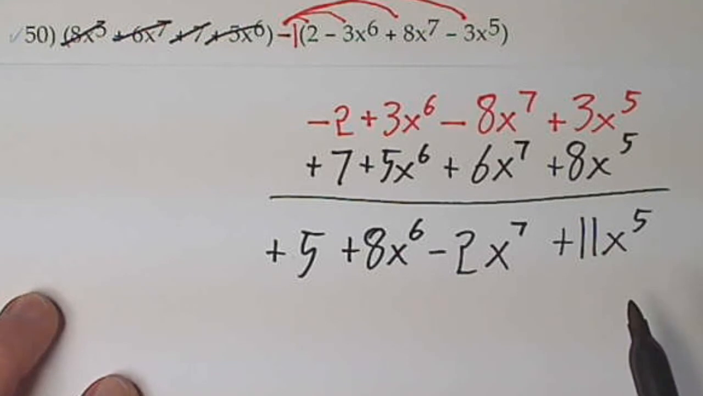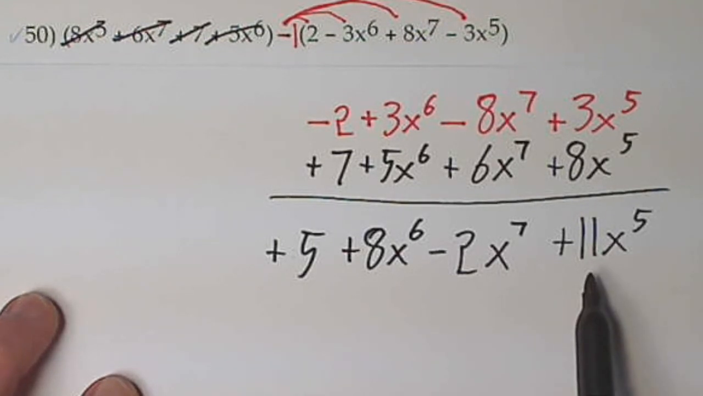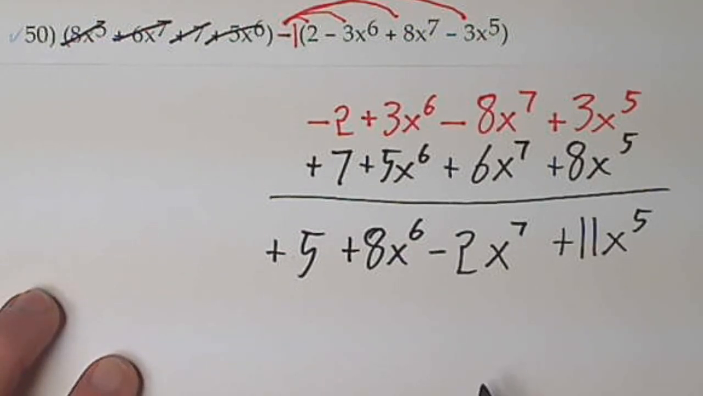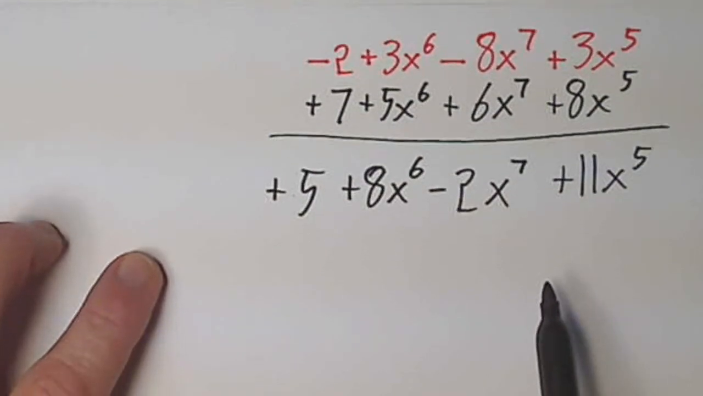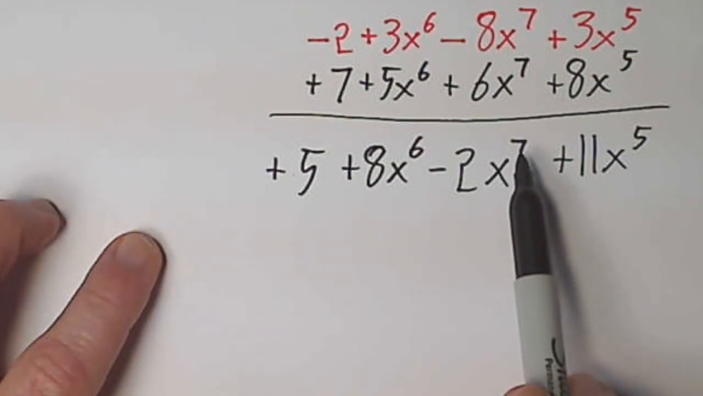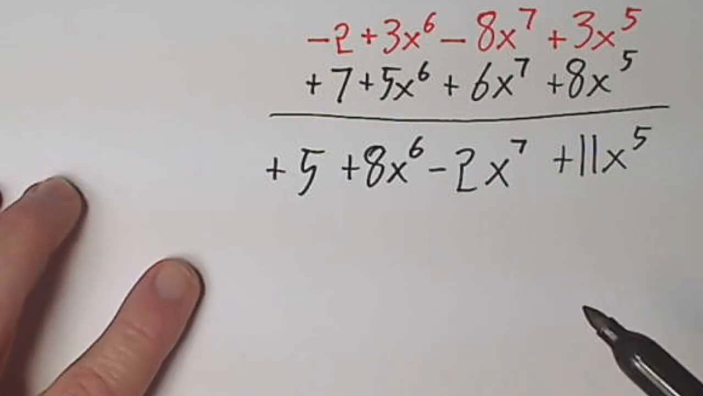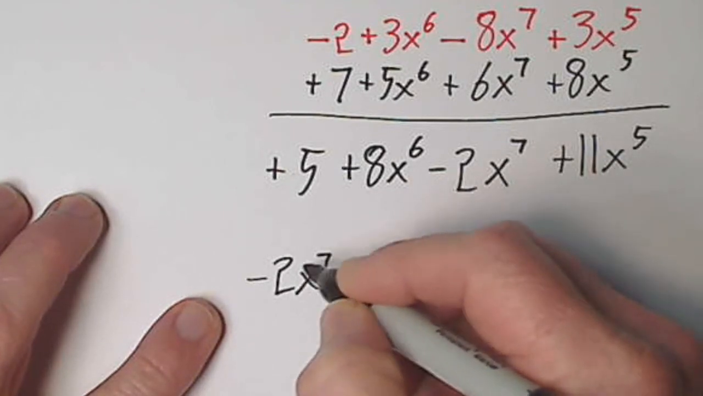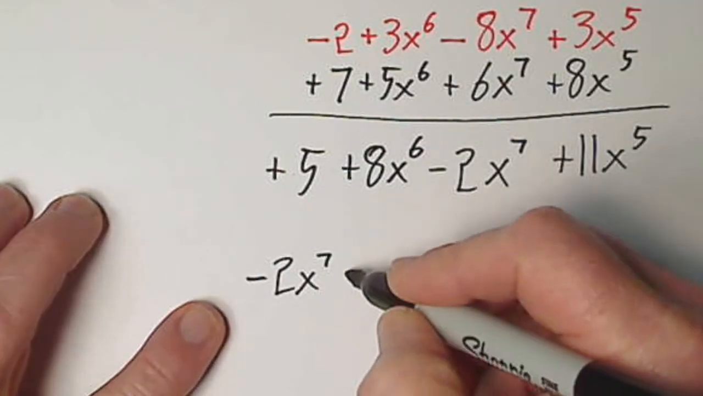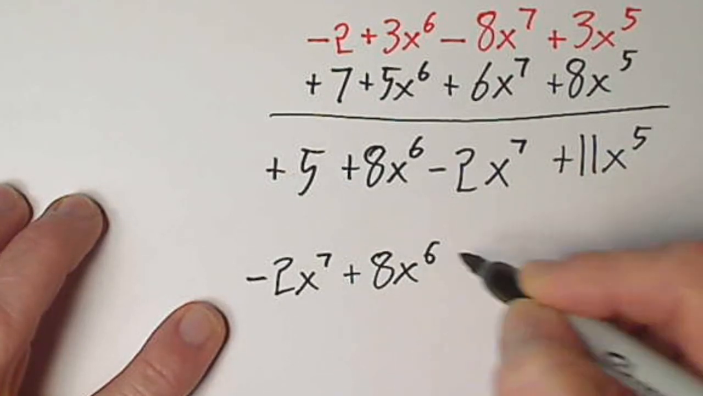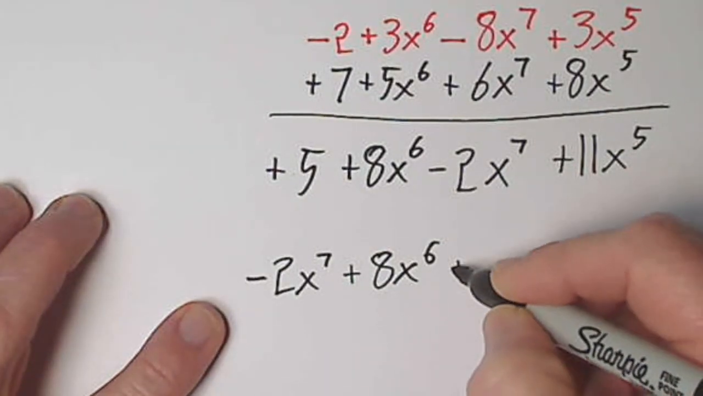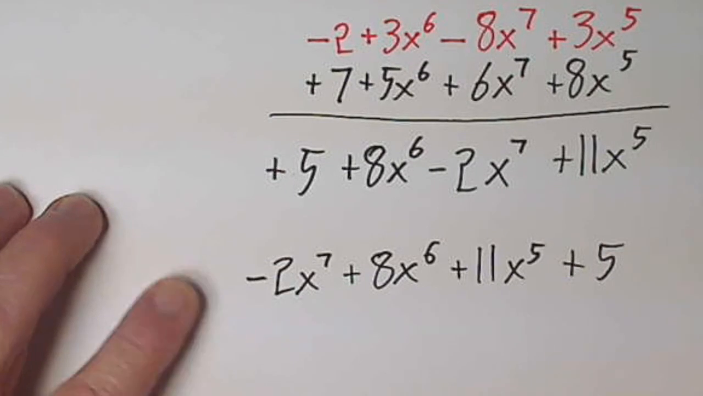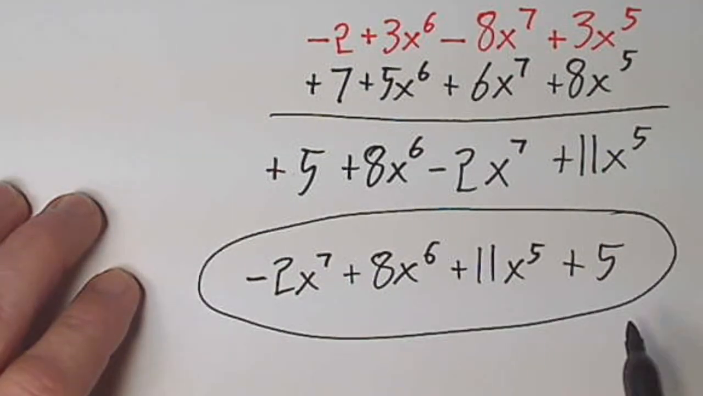standard form in mathematics is to write the expression with descending powers of exponents. This has the same meaning as what I'm about to write, but in standard form, it's preferred to have your largest power first. Okay, so this will be negative 2x to the 7th plus 8x to the 6th plus 11x to the 5th, and finally our plus 5. Okay, so this is the preferred way to write the answer.